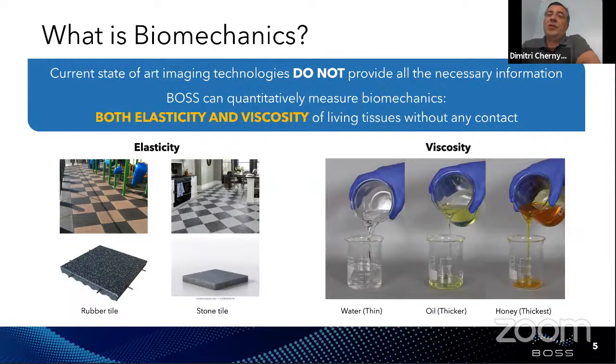So we all know that sometimes looks can be deceiving. I mean, the rubber tiles in the children's playground may look the same as the tiles in somebody's kitchen, but some of them are made of stone, some of them are made of rubber, which have very different elastic properties. So if somebody falls down, it makes a huge difference. Similarly, for viscosity, certain fluids may look the same, but they have very different properties, such as water versus oil or honey. And this is another important factor that was, again, mentioned earlier, that viscoelastic properties are one of the critical elements of biomechanical assessment.